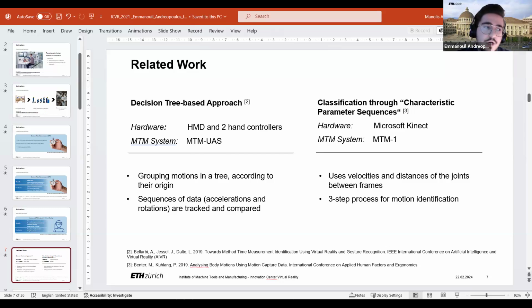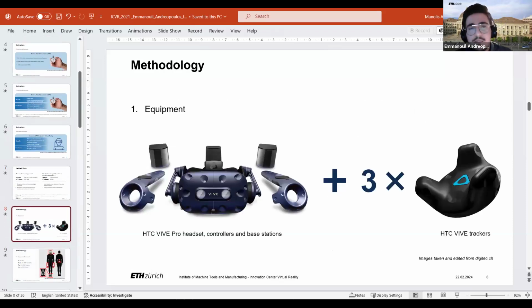Both of these pieces of work, however, come with certain disadvantages which are reported in the papers by the authors, which either because of the sensors that are used or because of the algorithms that are used, they don't create a very high performance in the evaluation process. Let's now continue with the equipment that we use in our methodology.